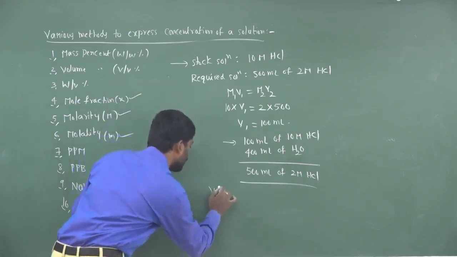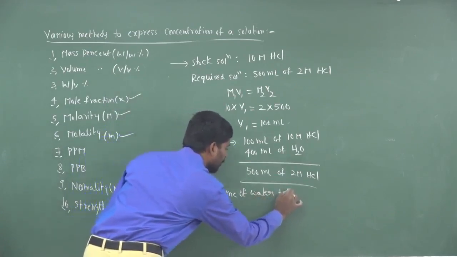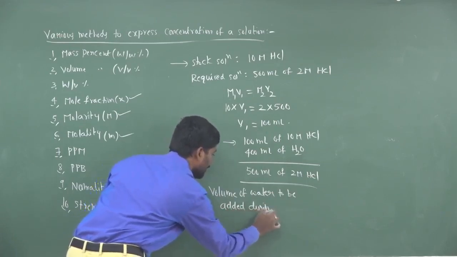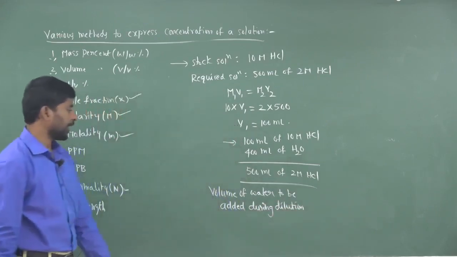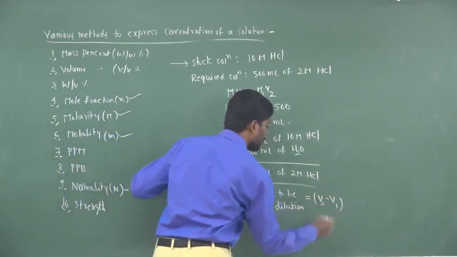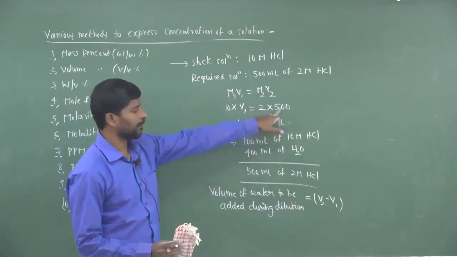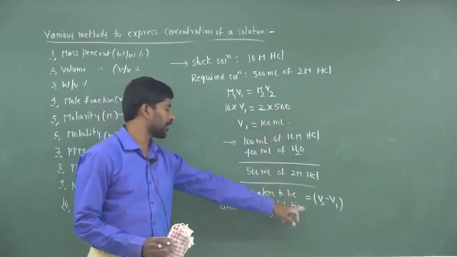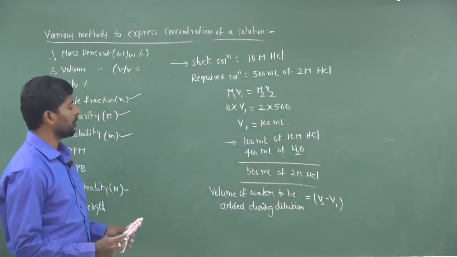So therefore, the volume of water to be added during dilution. How much water do we have to add? V2 minus V1. Here, final volume is 500, V1 is 100. 500 minus 100, that is 400 ml of water we have to add. So the volume of water to be added during dilution is equal to V2 minus V1.